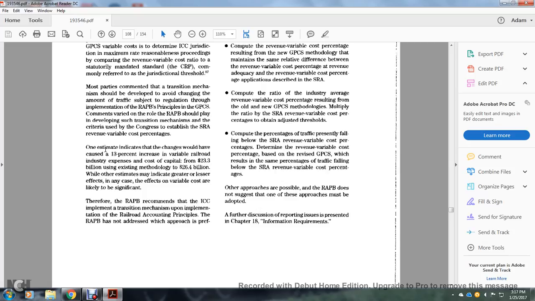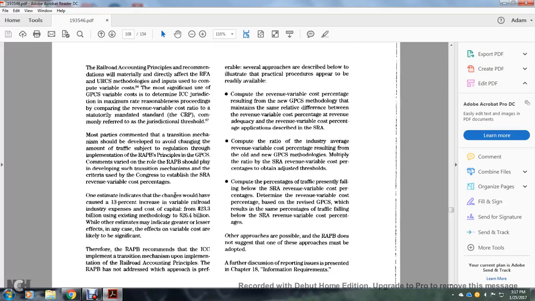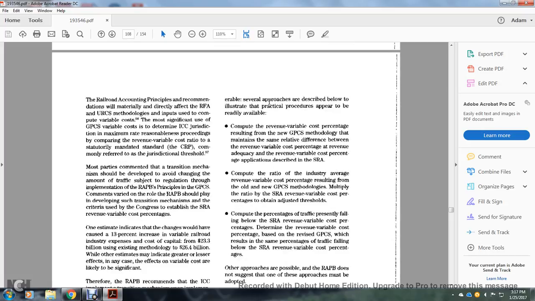Other estimates indicate that the change would cause a 13% increase in the value of the railroad and increase the cost of capital from $23.3 billion using existing methodology to $26.4 billion, while other estimates indicate greater or lesser effects. In any case, the effects on variable costs are likely to be significant. The Railroad Accounting Principles Board recommends that the Interstate Commerce Commission implement a transition mechanism upon implementation of the new principles. An approach is preferable. Several approaches are described below to illustrate practical procedures that appear readily available.